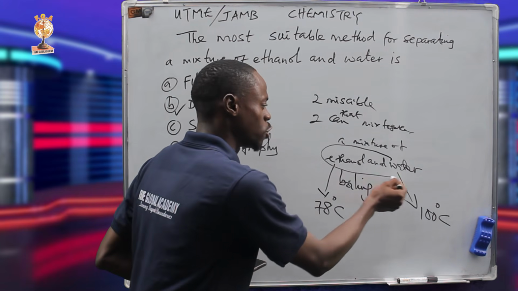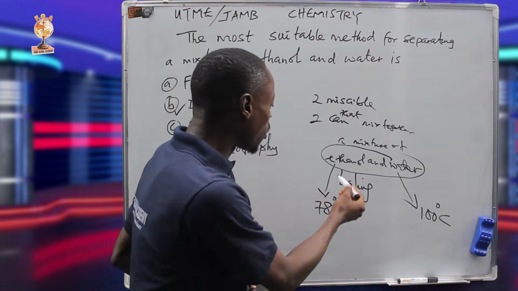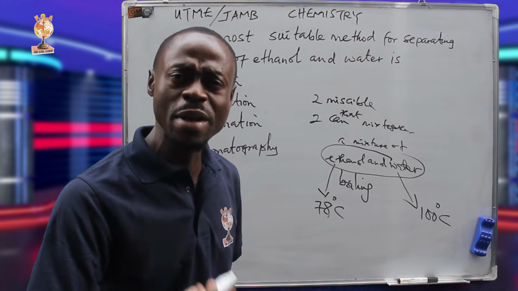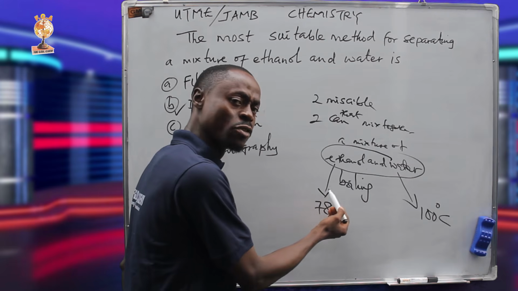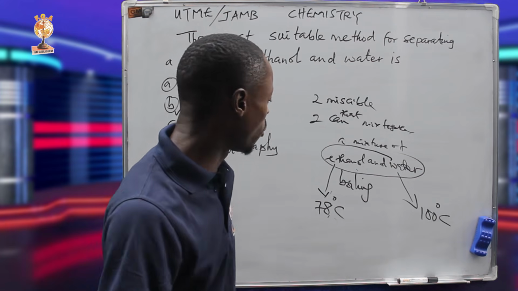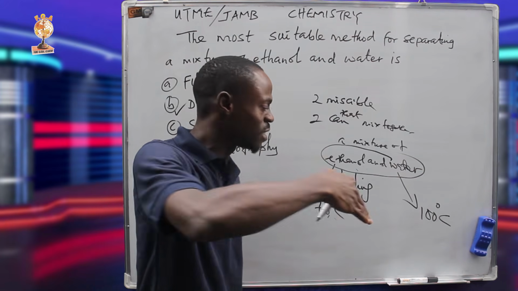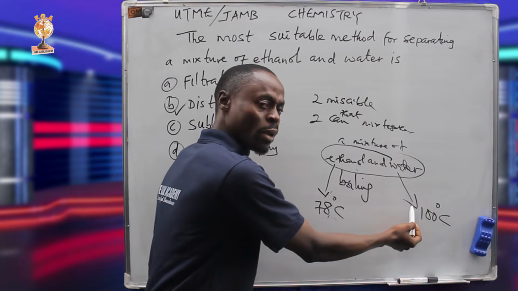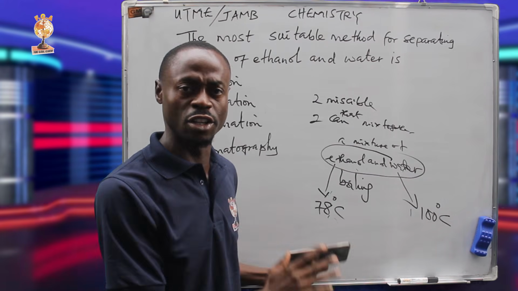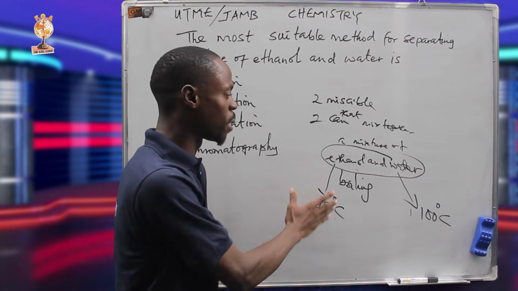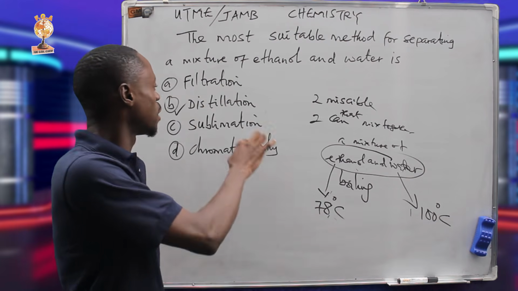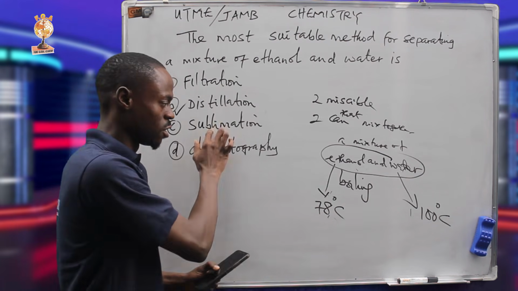When you heat up this mixture involving ethanol and water, ethanol has a lower boiling point while water has a higher boiling point. It simply means that at 78 degrees Celsius, ethanol in this mixture must have started boiling, and when that happens, it will distill, that is, leave the mixture, while the water will be left behind. So in that way, we have successfully separated this mixture. So the best method to separate two liquids that can mix together or that are miscible is by adopting a separation technique called distillation.